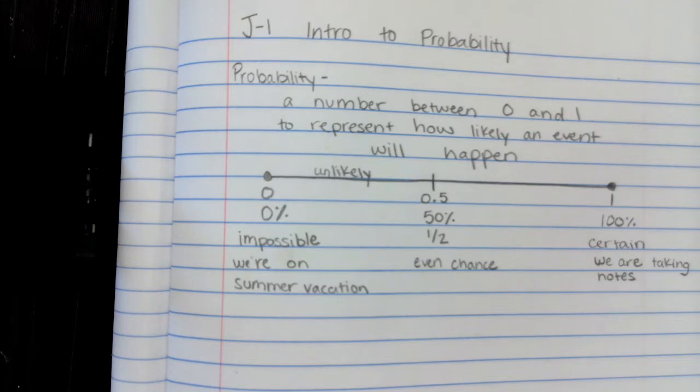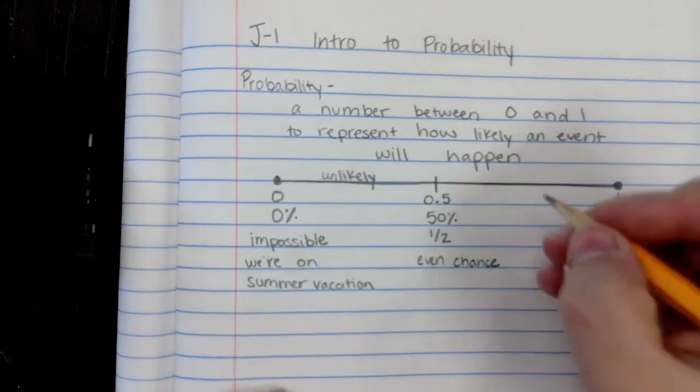All right. So if unlikely is between 0 and 50%, and something is between 50 and 100%, what would we call that? Likely. We just use likely. Something that is likely to happen is something that we can generally count on, but it's not always 100% going to be true.